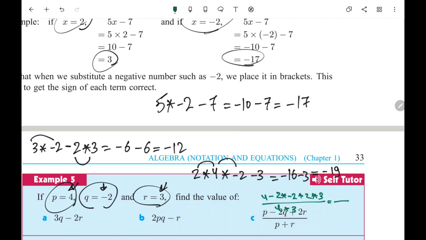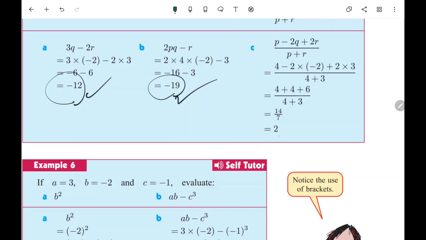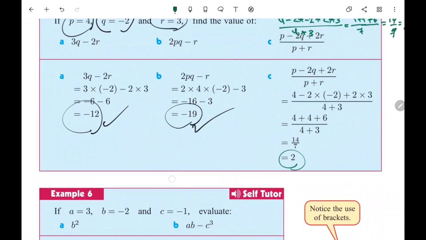Negative 2 times negative 2 equals positive 4, so it's 4 plus 4. And 2 times 3 equals 6. Then 3 plus 4 equals 7. 4 plus 4 equals 8, and 8 plus 6 equals 14. 14 divided by 7, so the answer is 2. Okay, moving to the next one.